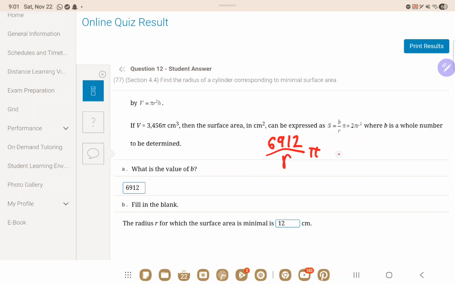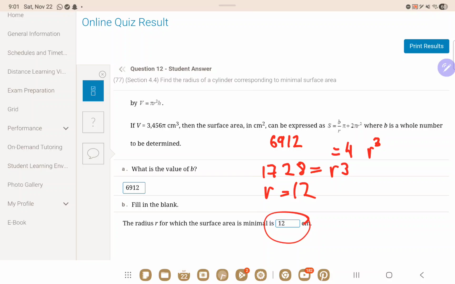Negative, and r squared equals 4 pi r, but negatives are going to cancel, pi cancels with the pi, and then it's going to be 6912 over r squared equals 4r, so 6912 equals 4r cubed, then 1728 equals r cubed, and then r equals 12. And that's it for this question, and that's it for this quiz.